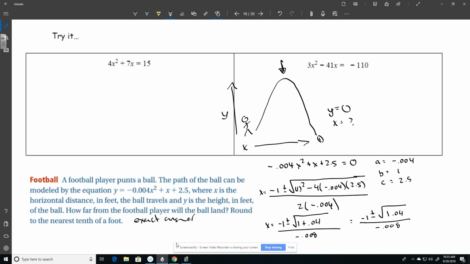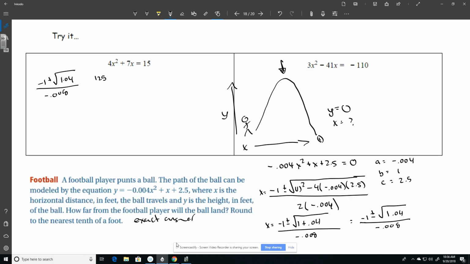So the way this works, and I'm going to move up here just to give you a little bit more room to see, is I have negative 1 plus or minus, or excuse me, we're just going to do these separately. Negative 1 plus the square root of 1.04 divided by negative 0.008. This isn't very nice, so I'm going to leave it like it is. But negative 1 is a nice number, and if I divide that by negative 0.008, I get 125.